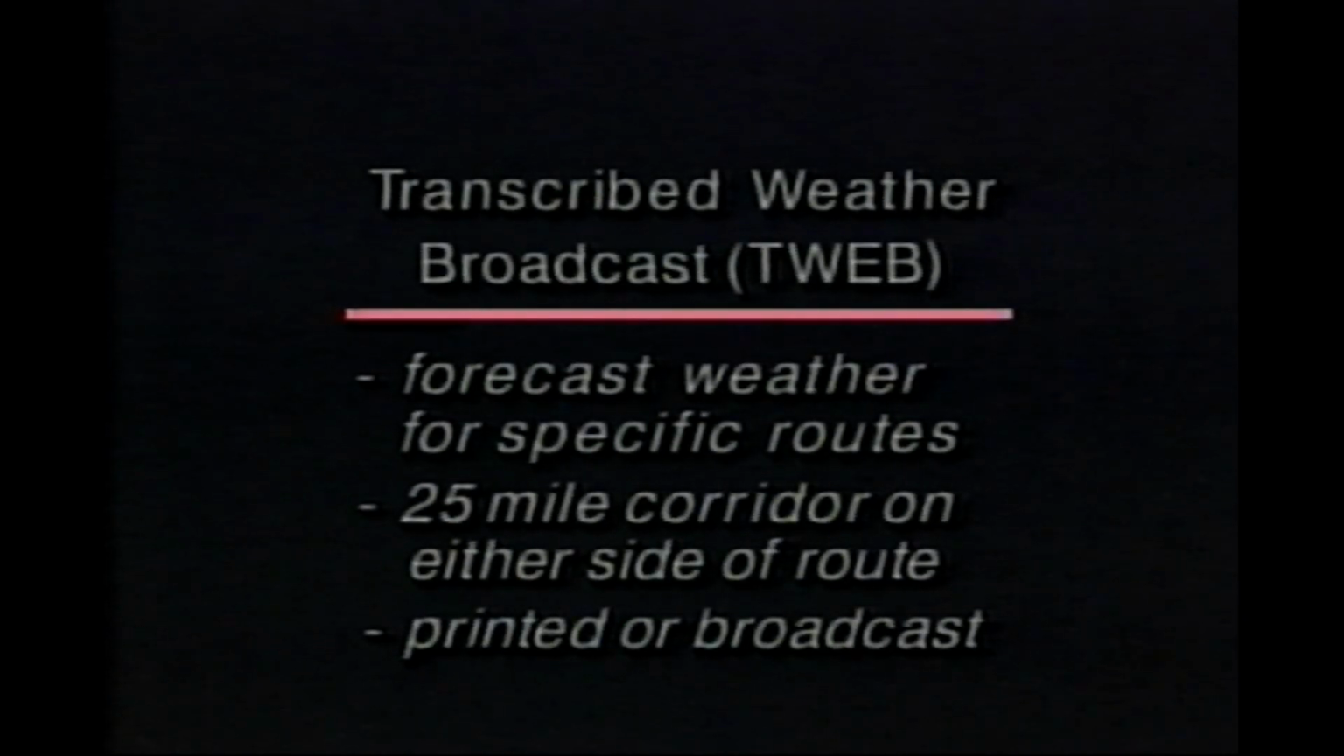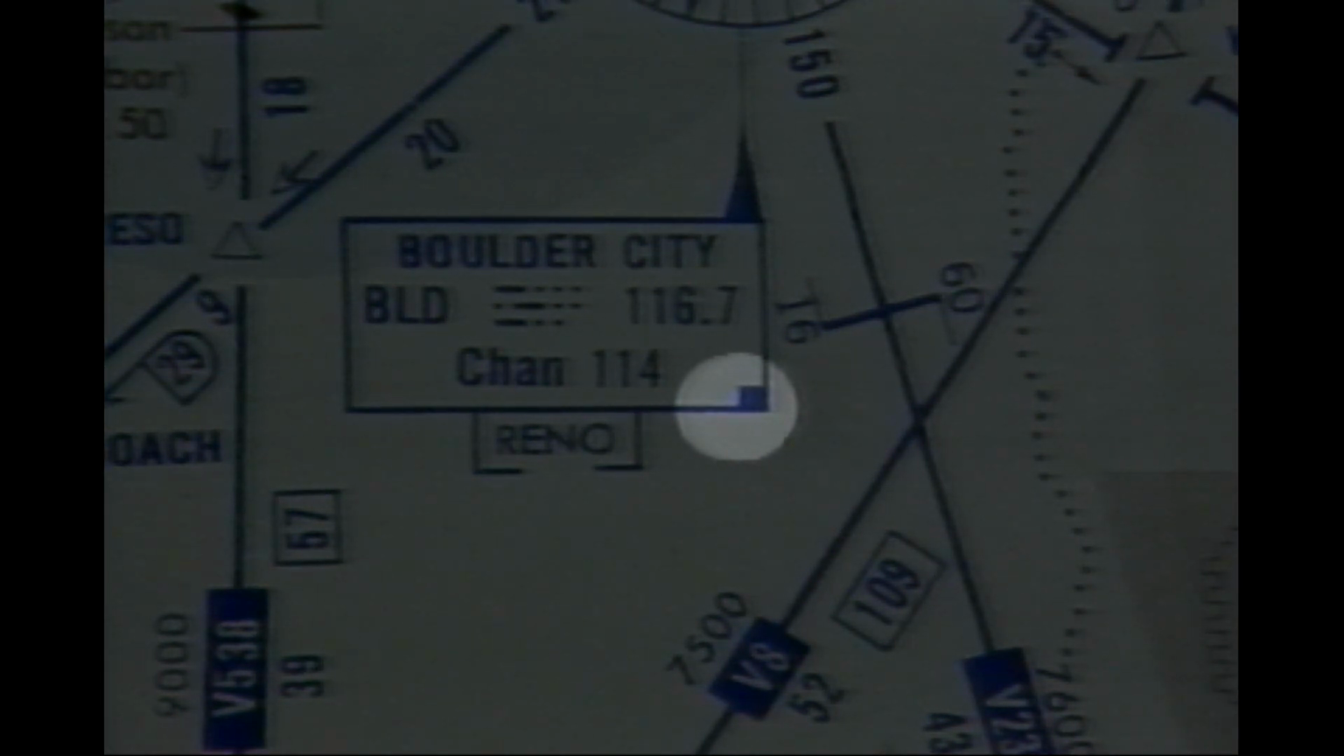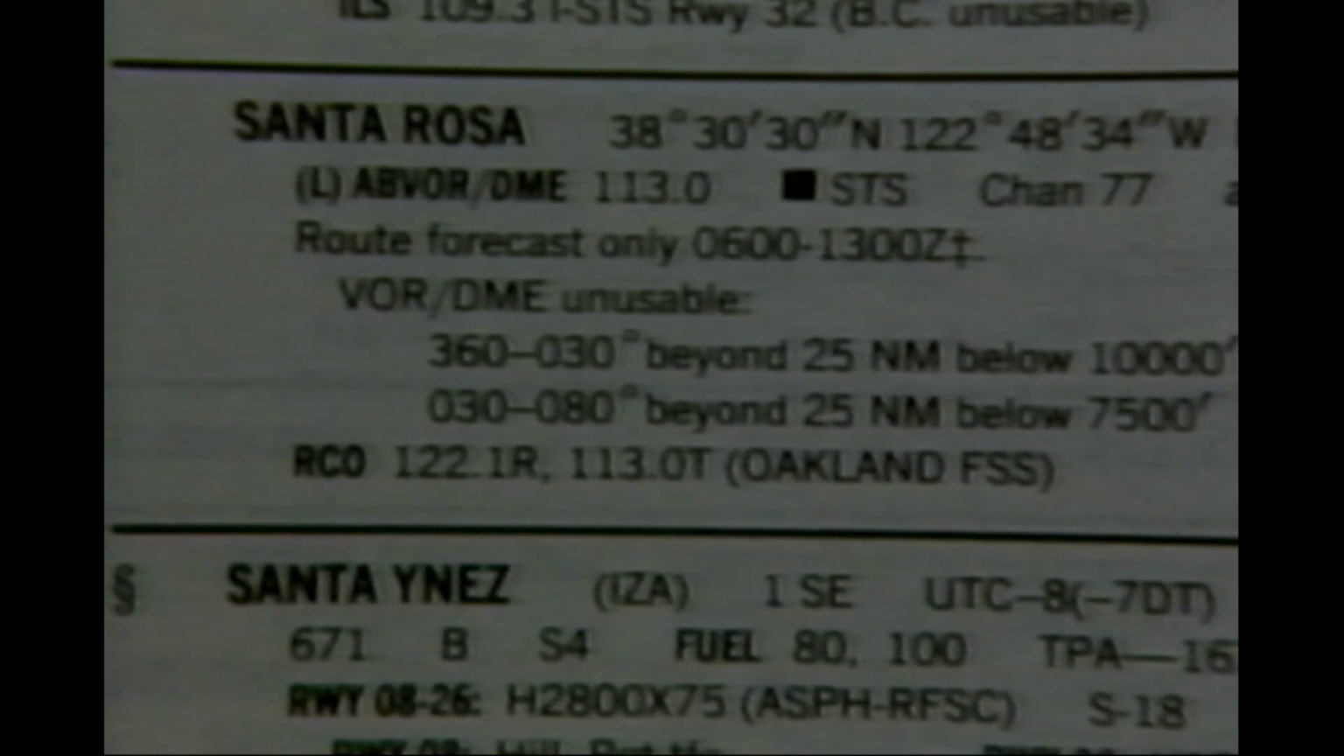Transcribed weather reports, or TWEBs, are forecast weather for a specific route, over 300 of them in the United States. They're given in a route format and are valid for a corridor 25 nautical miles either side of the route. They can be either in a printed form or they are broadcast over certain VORs and NDBs. If a particular nav aid broadcasts TWEBs, then the lower right-hand corner of the station identifier box will have a dark square in it. Or the airport facilities directory will have a dark box by the nav aid info.